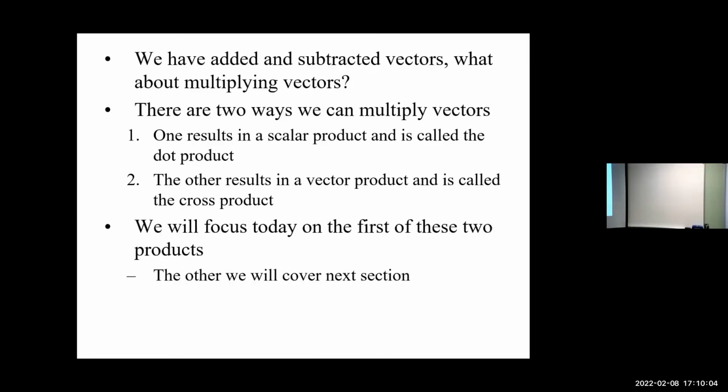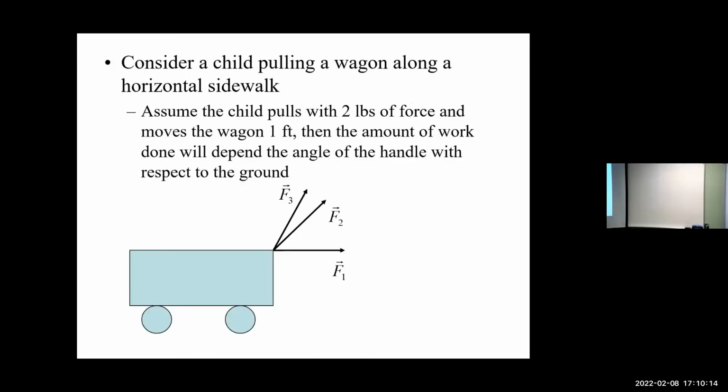So we're going to start off with a little bit of context, just to start to get the idea of the dot product. Imagine somebody pulling a wagon with 2 pounds of force and moving the wagon 1 foot. That's going to allow us to determine the work done to move the wagon. This is going back to the physics definition of work, which you likely saw in Calc 2 as well, which is just the force times the displacement.